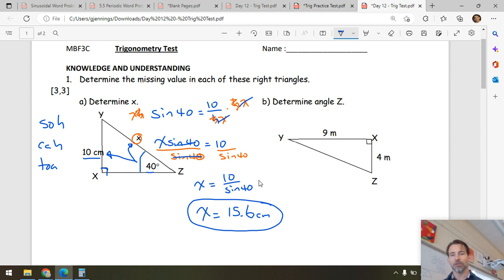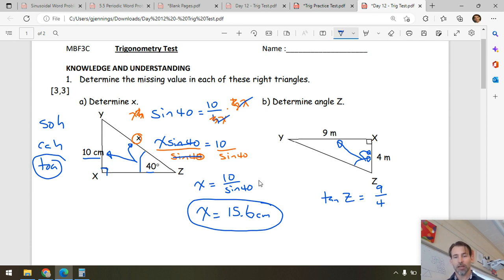Here, we're asked to find angle Z. To put on there, you could put a little arrow to say I want to know that angle. Then you can turn your head to the side and see that's the opposite side and that's the adjacent side. So I know the opposite and the adjacent, so I know tangent is what's going to relate those two things. So in this case, I can say tangent of Z is equal to 9 over 4, because it's opposite over adjacent.